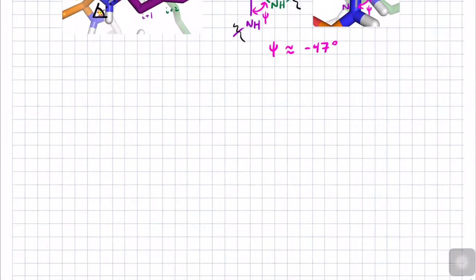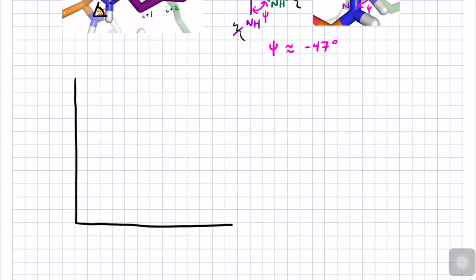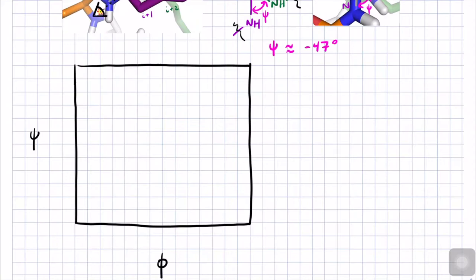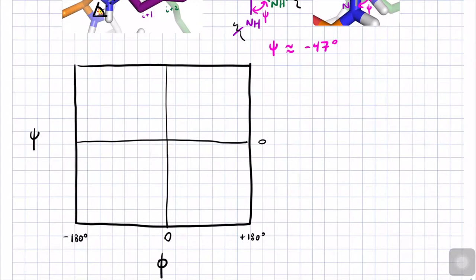So if I created a plot, we'll just make it roughly a square. On this axis, we plot phi angles, and on this axis, we plot psi angles. In the middle here is zero. On this side is plus 180 degrees, on this side is minus 180 degrees. Then here in the middle is zero, on the bottom is minus 180 degrees, and at the top is plus 180 degrees.